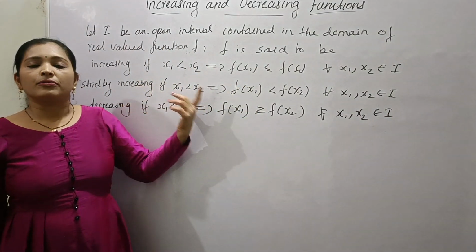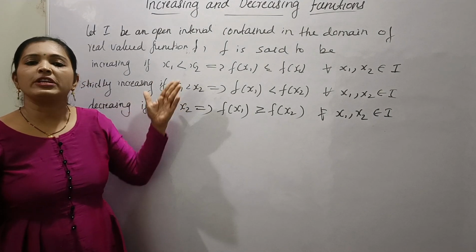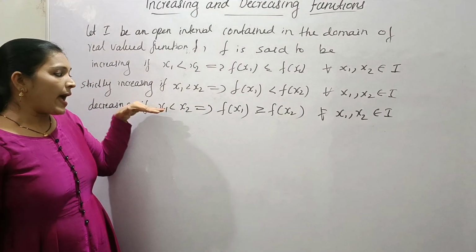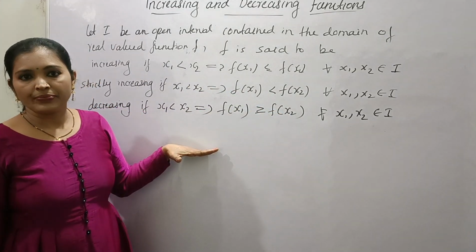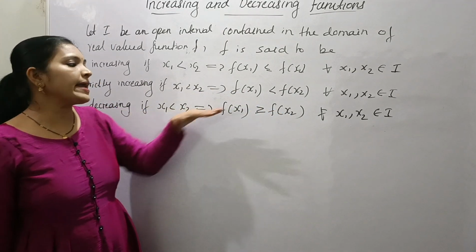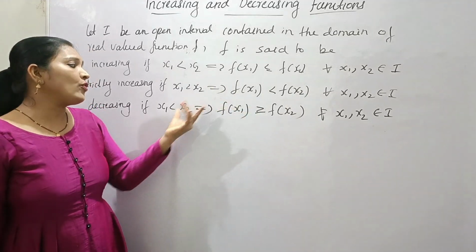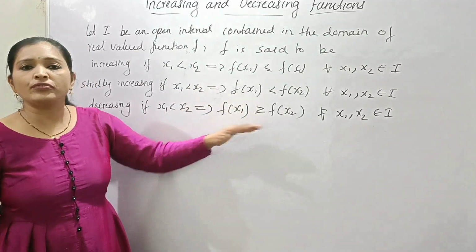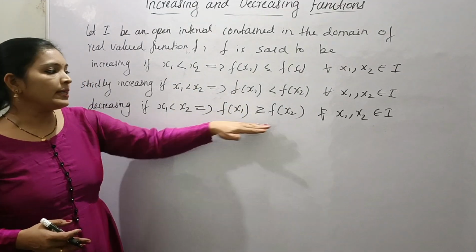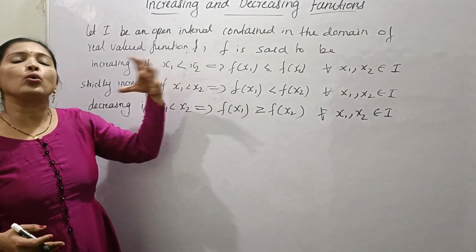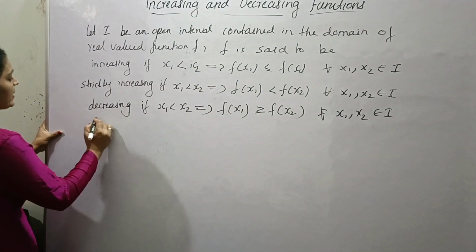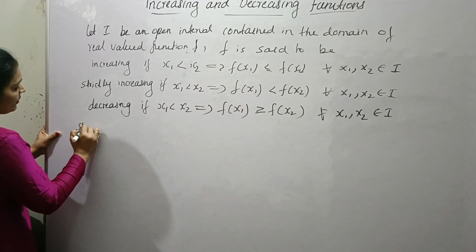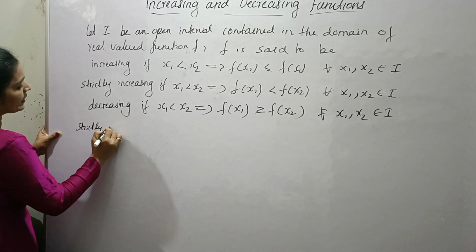Here, f is said to be a decreasing function as x increases, f of x decreases. As x increases, f of x decreases, and for some values of x, the value of the function may be equal. In that case we say the function is only decreasing. Otherwise it is strictly decreasing.